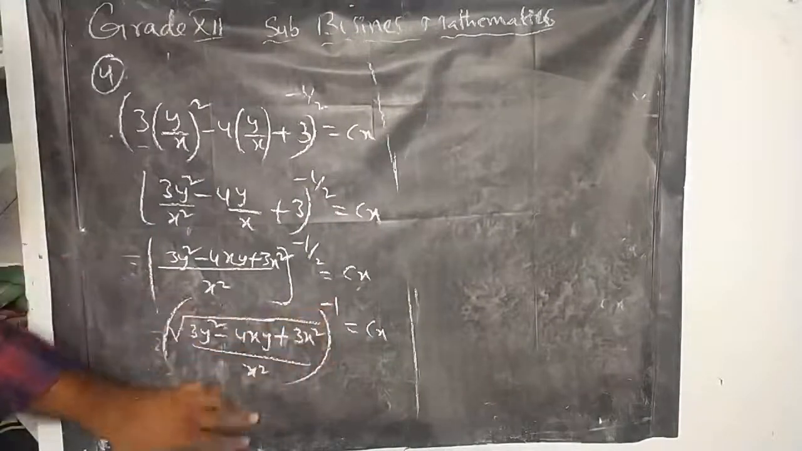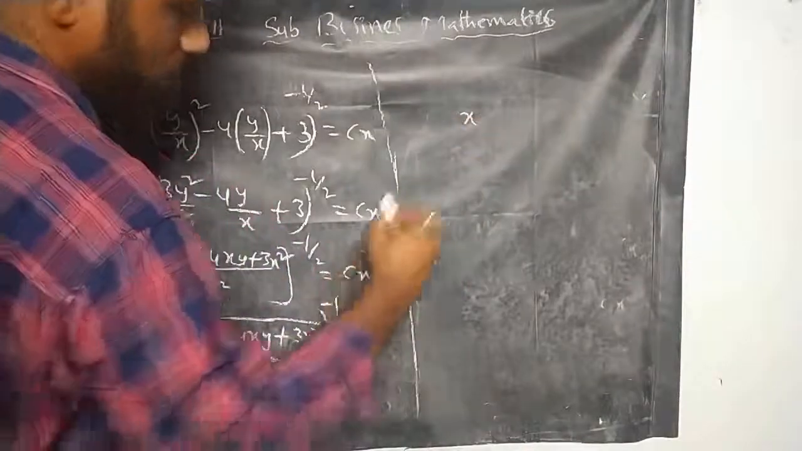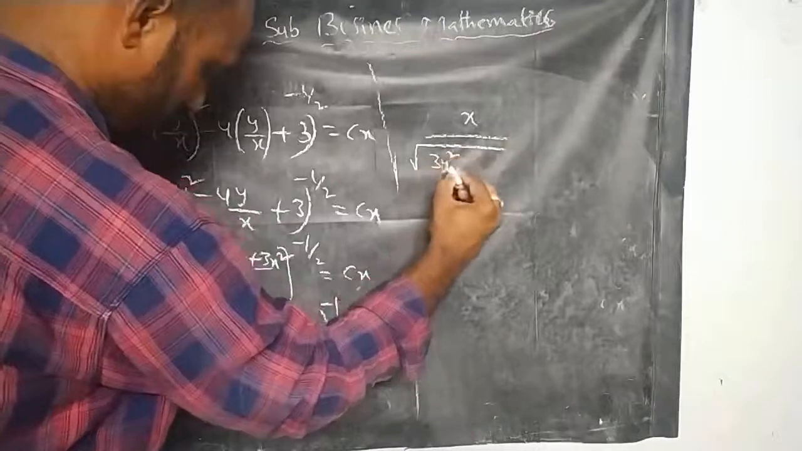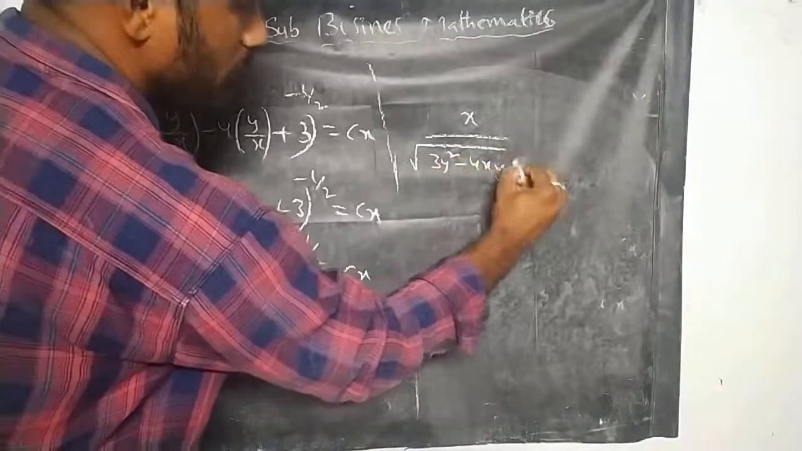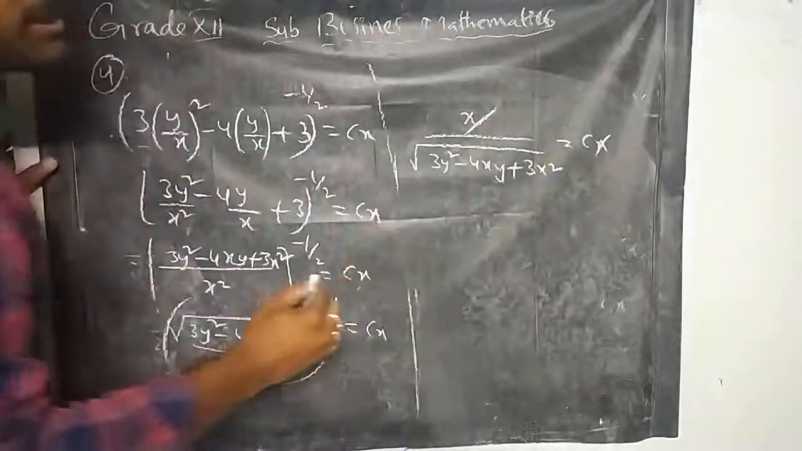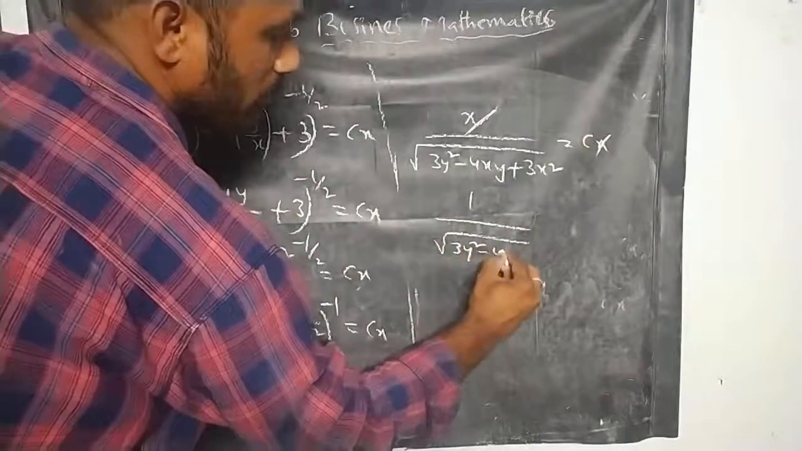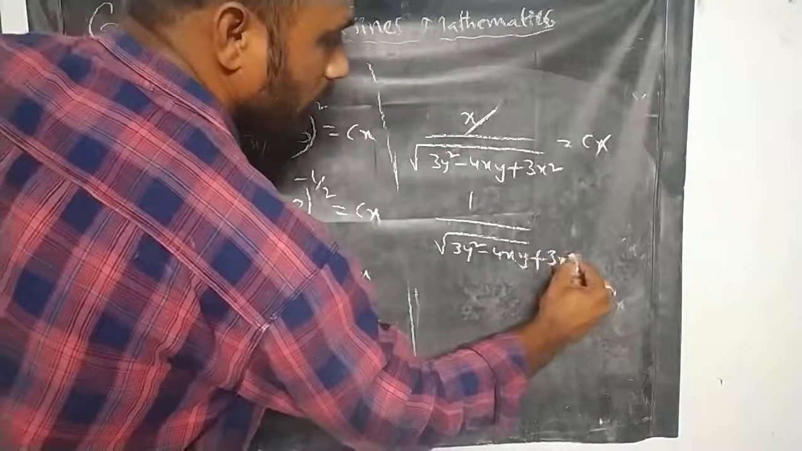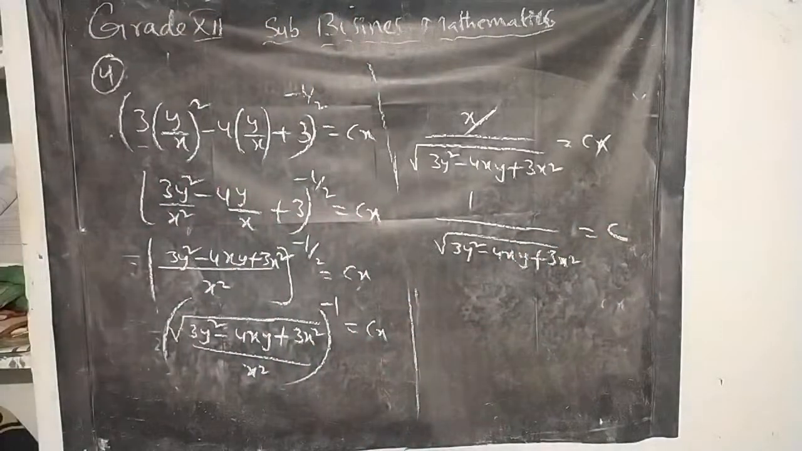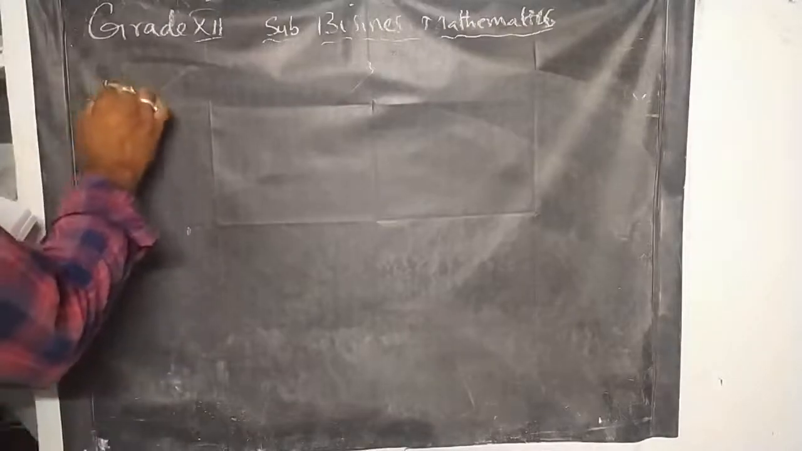So since it is negative power, if I reciprocal it will become positive power. So if I remove the root here, x by root of 3y square minus 4xy plus 3x square is equal to cx. X gets cancelled. So 1 by root of 3y square minus 4xy plus 3x square is equal to C will be the required solution. Next, let us see the fifth question.